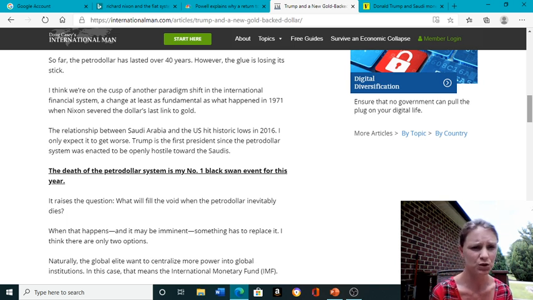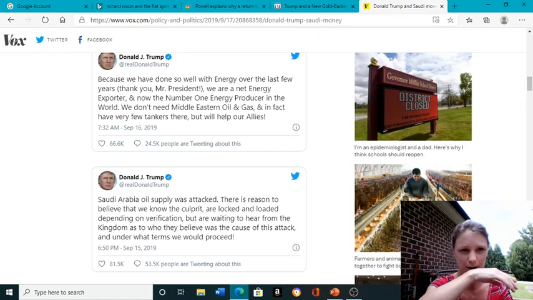The relationship between Saudi Arabia and the U.S. hit historic lows in 2016. I only expect it to get worse. Trump is the first president since the petrodollar system was enacted to be openly hostile toward the Saudis. So why is Trump against the Saudis? Well, his tweets right here kind of tell you why.